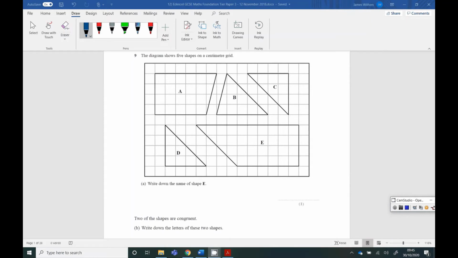Question 9. So for part A, write down the name of shape E. Now, when you've got two sides that are parallel and two sides that aren't parallel, that's called a trapezium. Trapezium.